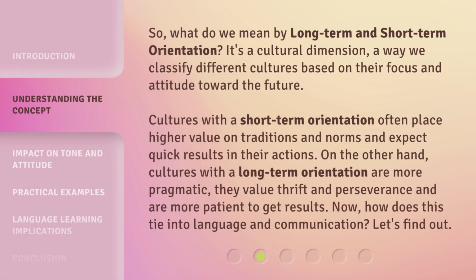So, what do we mean by long-term and short-term orientation? It's a cultural dimension, a way we classify different cultures based on their focus and attitude toward the future. Cultures with a short-term orientation often place higher value on traditions and norms and expect quick results in their actions. On the other hand, cultures with a long-term orientation are more pragmatic. They value thrift and perseverance and are more patient to get results.